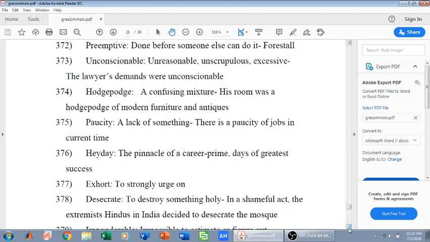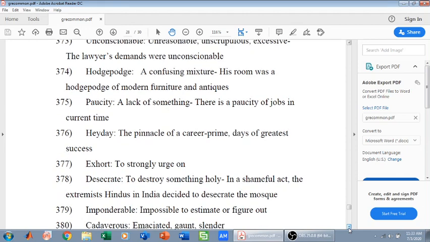Do not confuse this word with desiccate. Desiccate means to parch, to take out water. The meaning of desiccate is to parch, to take out water, to dry. Desecrate means to destroy something holy.